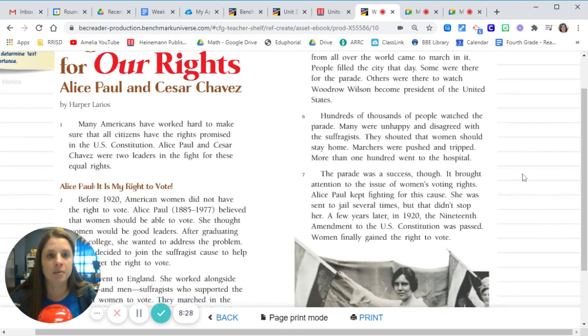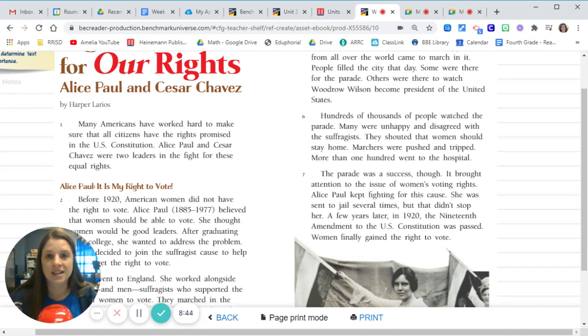Hundreds of thousands of people watched the parade. Many were unhappy and disagreed with the suffragists. They shouted that women should stay home. Marchers were pushed and tripped. More than 100 went to the hospital.